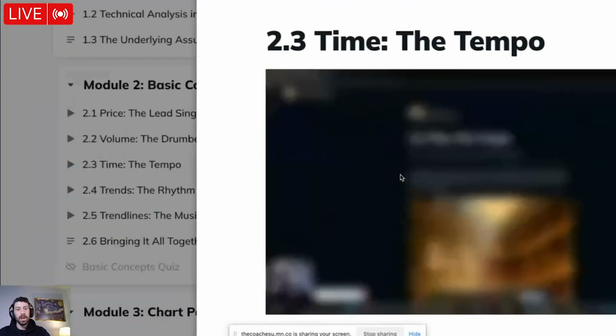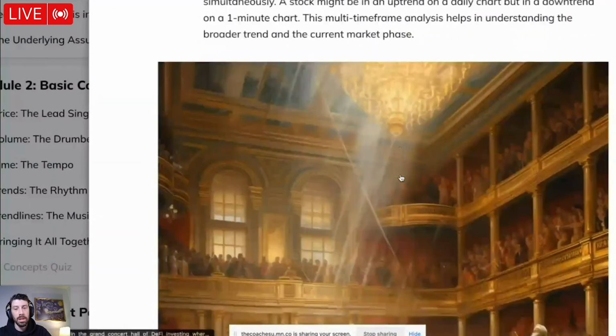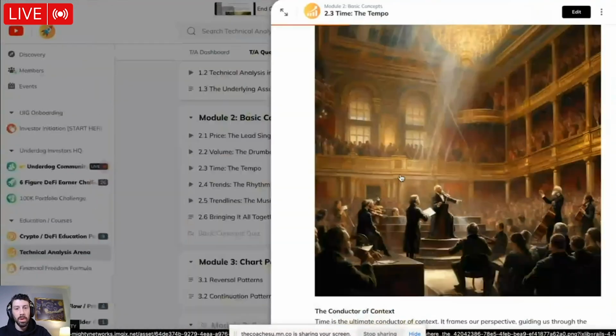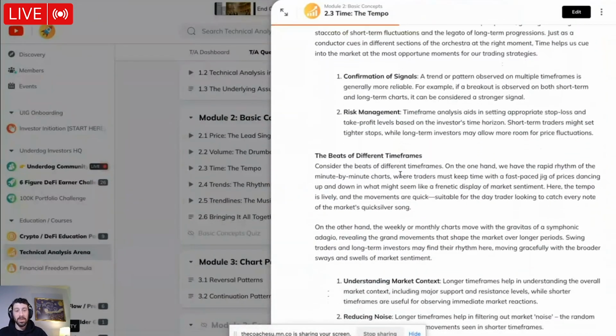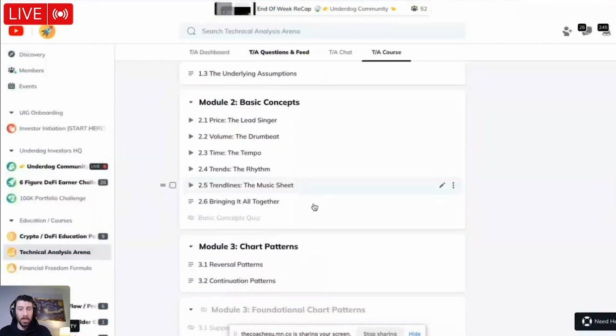Time, from a time frame analysis, you can take a look at a chart on a 5-minute chart, a 5-minute time frame, or a 1 minute. If you're using 150x leverage and you're trading Bitcoin, you might be wanting to look at a 1-minute chart.